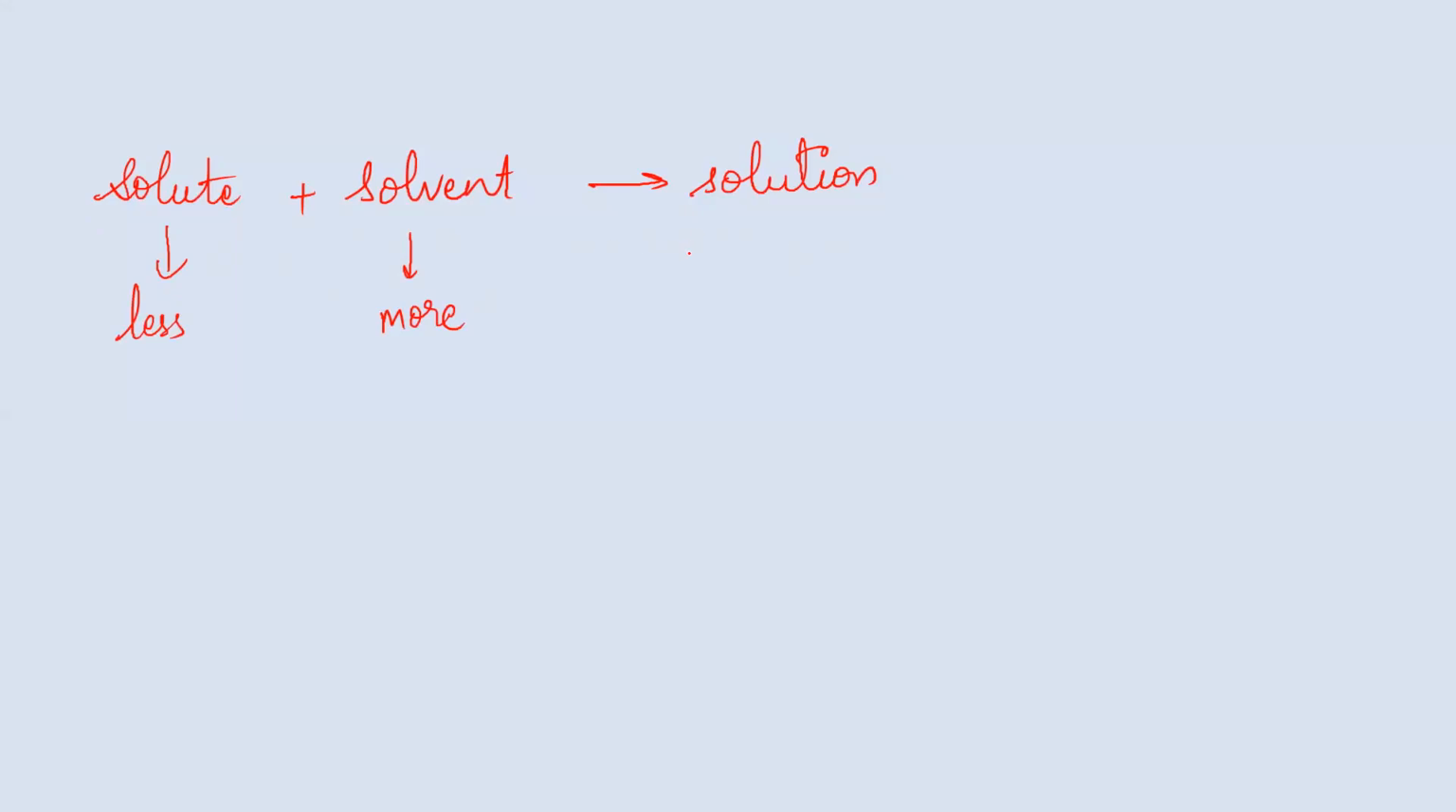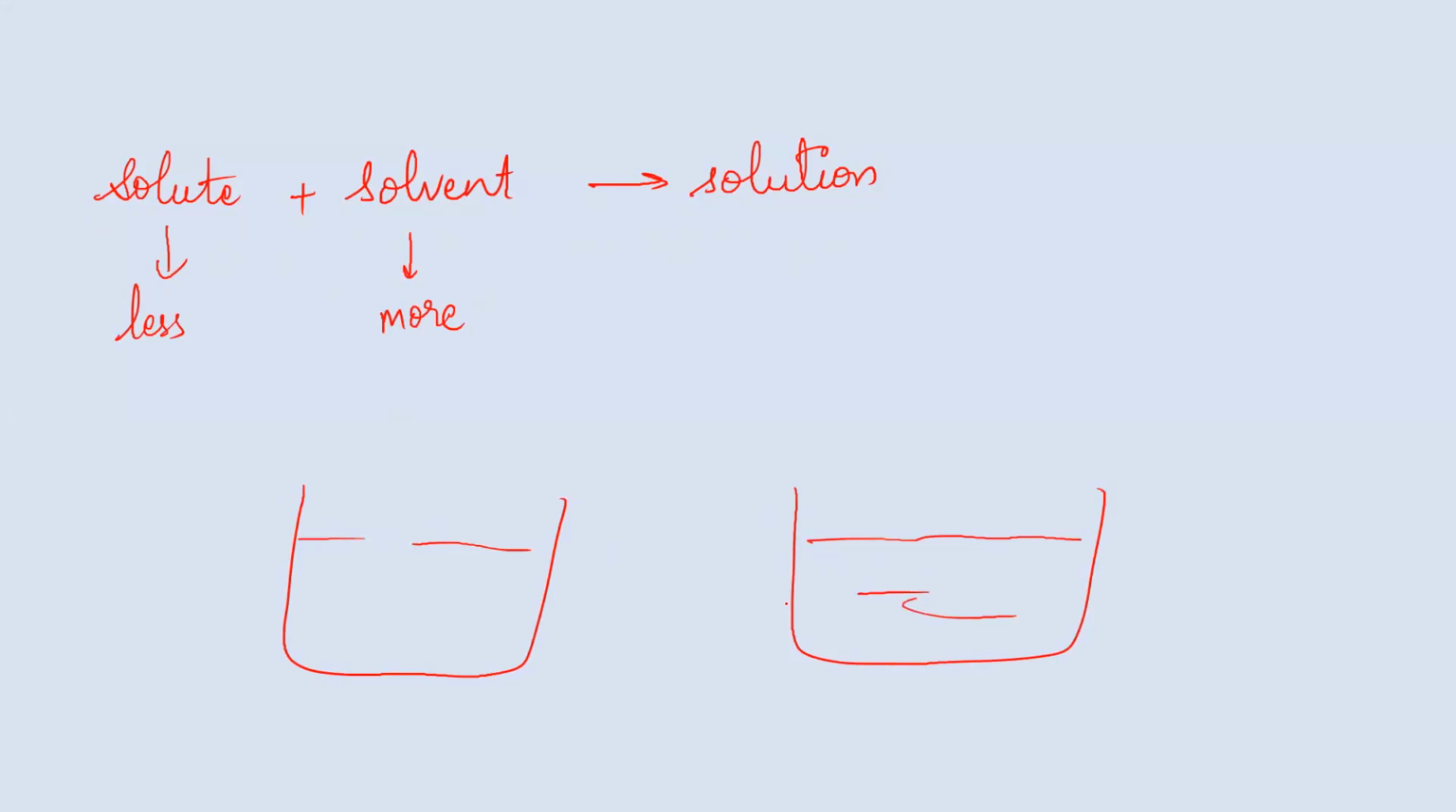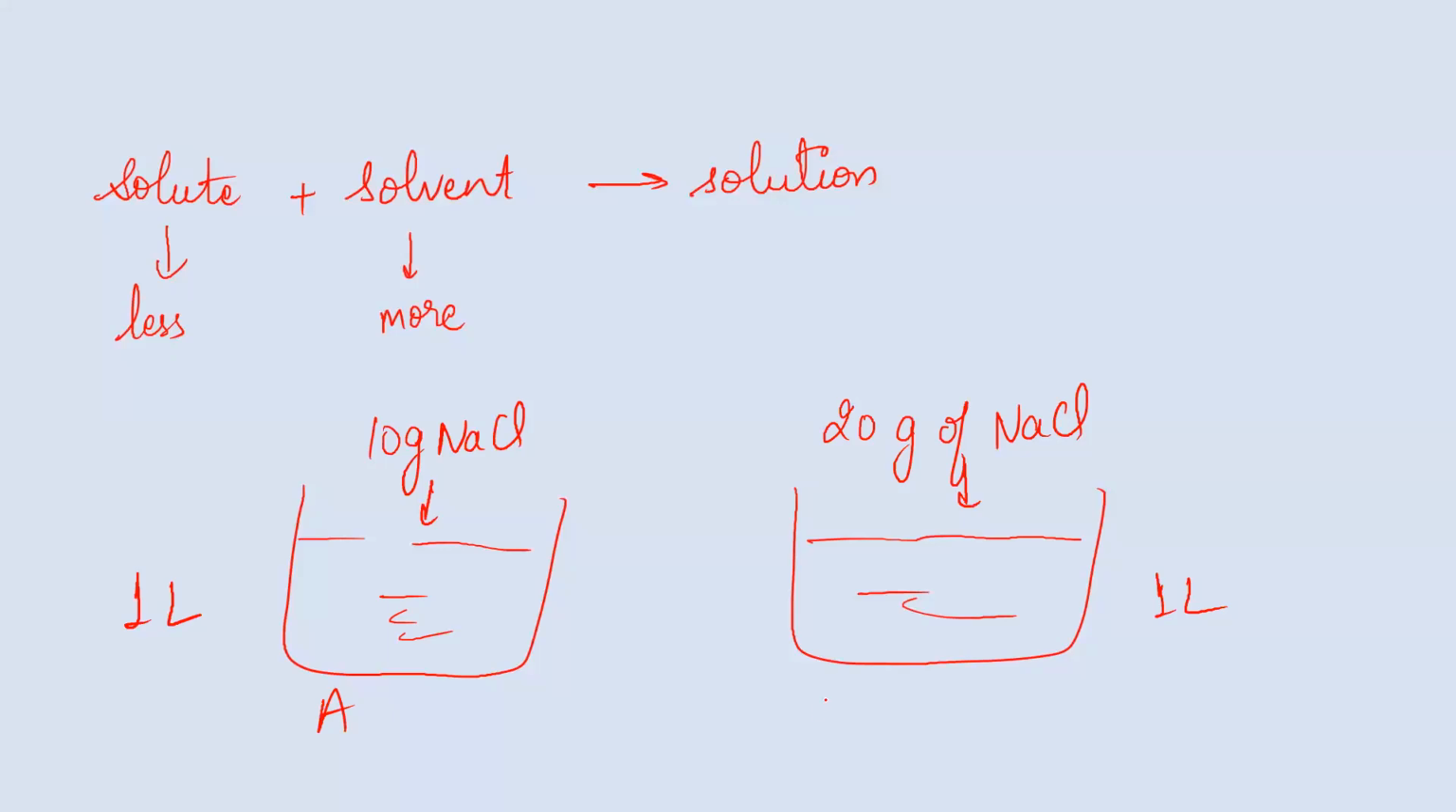Now see, if I have two containers and I take water in both of them, with the same amount of water, which is 1 liter. Now if I'm adding 10 gram of NaCl in container A, and I'm adding 20 gram of NaCl in container B, and I dissolve them, which of the containers will have a higher concentration?